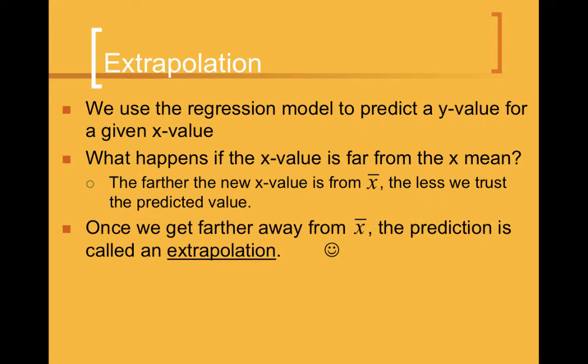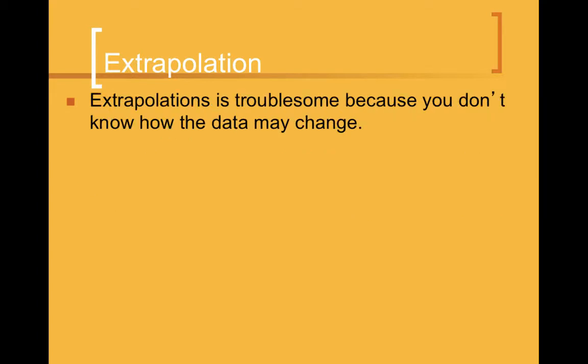Once we get farther away from the mean, the prediction is called an extrapolation. So extrapolation is when you're trying to make a prediction using an x value that is far away from the rest of your data. So it's outside of the range of your data. That's extrapolation. Extrapolations are troublesome because you don't know how the data may change. So in some cases it might work out. It might be okay to extrapolate the data.